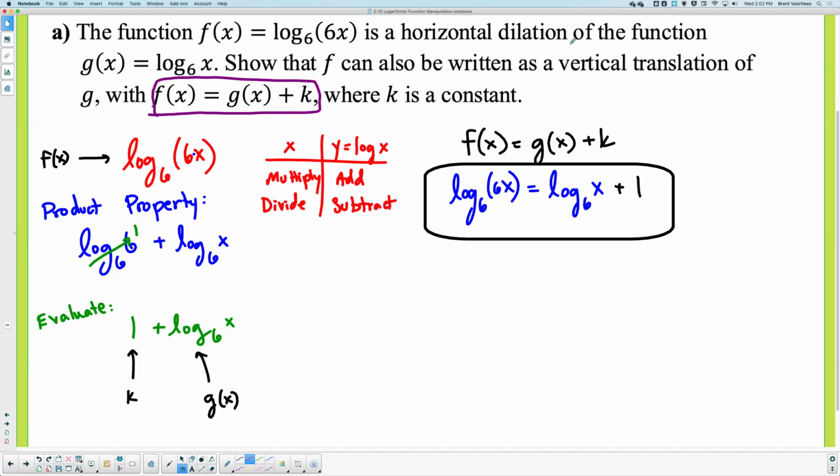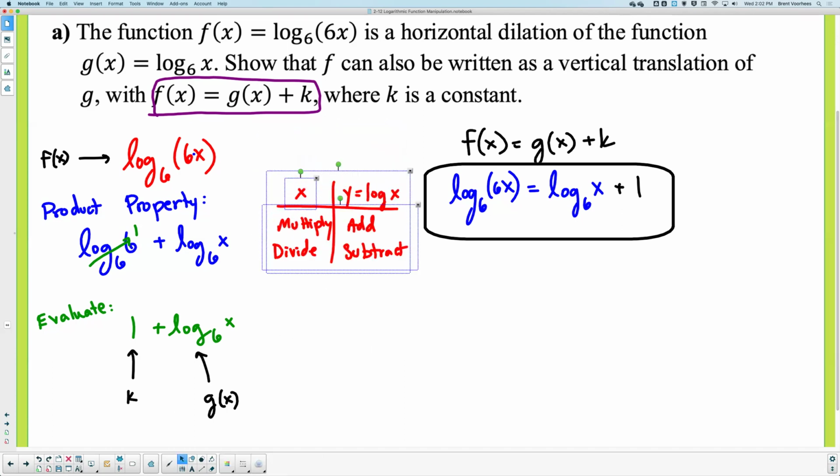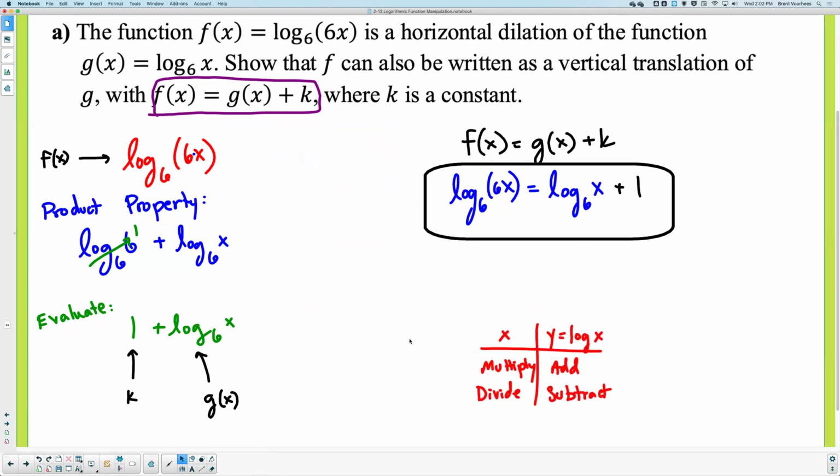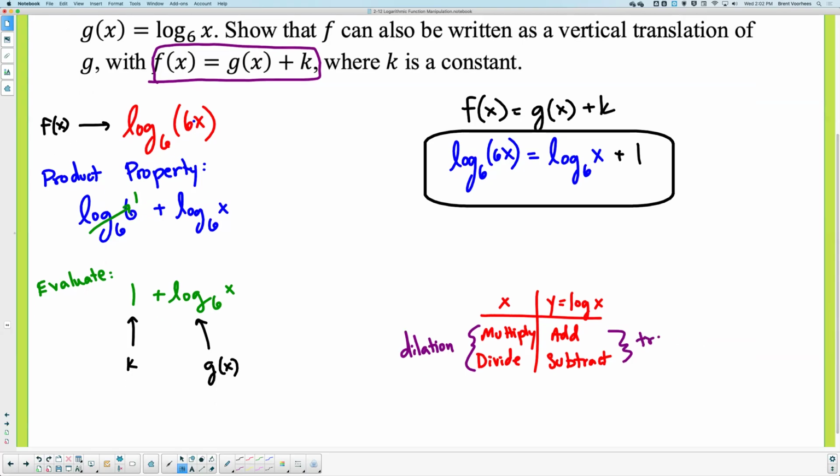What they also mentioned in this problem is that they use transformation language. Transformations we learned in lesson 1-12. What we learned is that if you are multiplying or dividing, you can call this a dilation. Remember, there were 3 types of transformations: reflections, dilations, and translations. Dilation was when you multiply or divide. Do you remember what you call it when you add or subtract? A translation. Very good. A reflection, by the way, is when you have a negative.